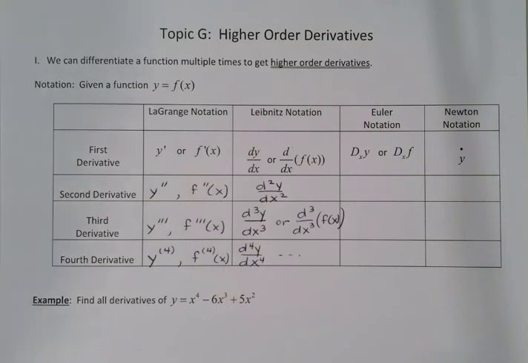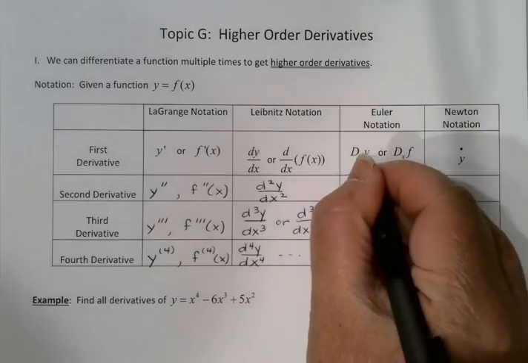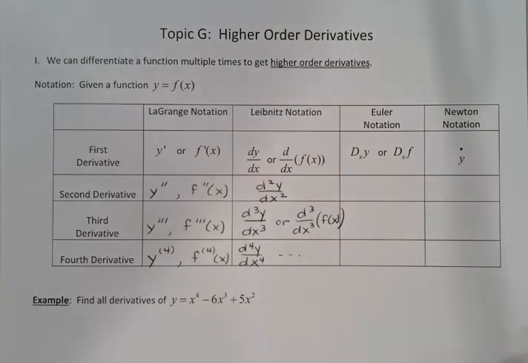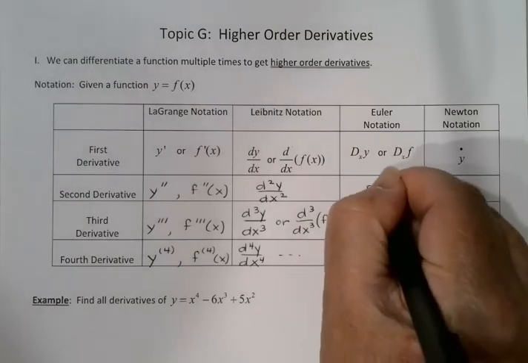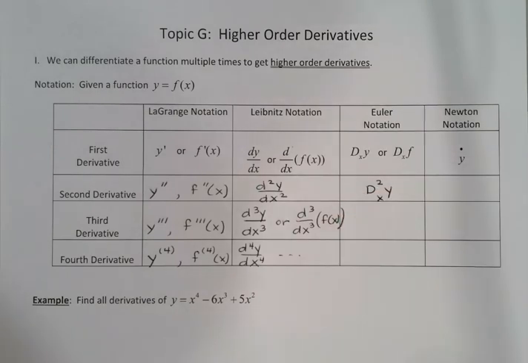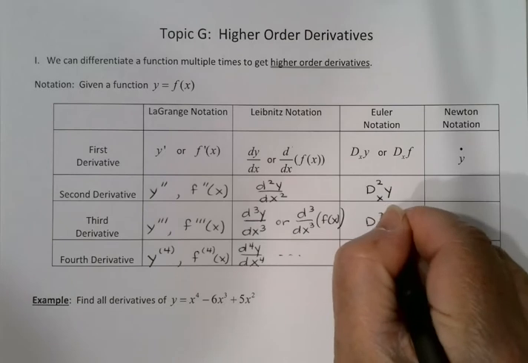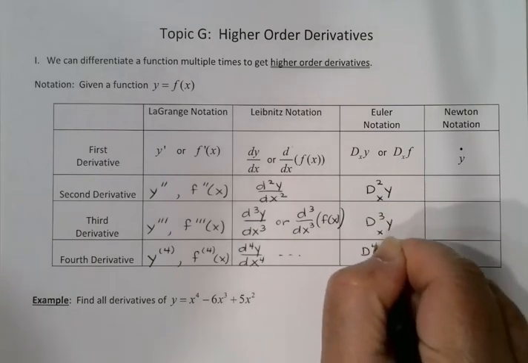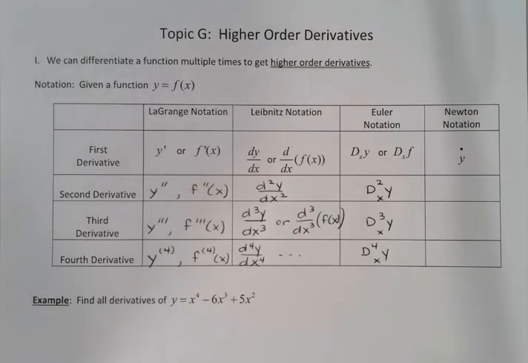Euler notation. D, the derivative of y with respect to x, or the derivative of f with respect to x. This one, you just put the order of the derivative on the d. So d squared y is the second derivative. D cubed y would be the third derivative. And d to the fourth y with respect to x would be the fourth derivative.